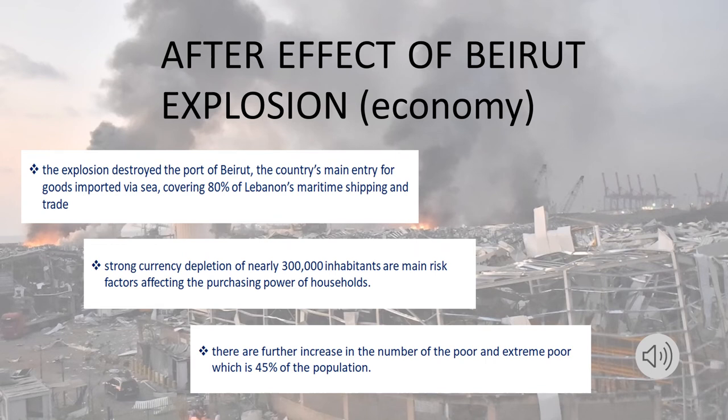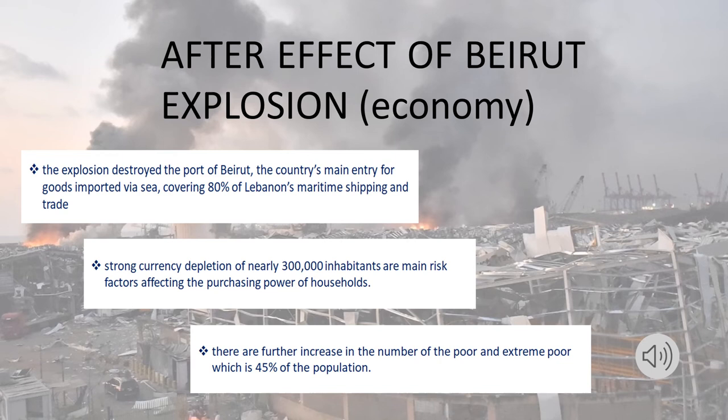The following are the after effects of the Beirut explosion on Beirut's economy. According to the article, the explosion destroyed the port of Beirut, which is the country's main entry for goods imported via sea, covering 80% of Lebanon's shipping and trade. Due to this incident, the Beirut economy suffered a critical blow.